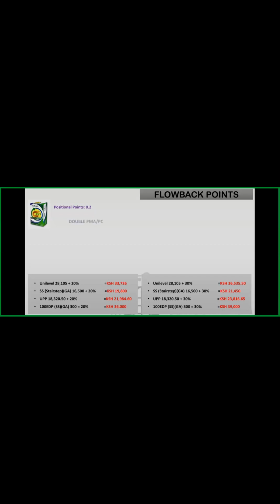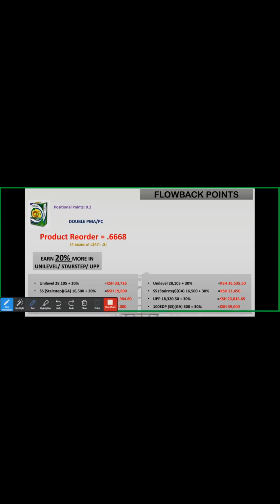And then you have flowback points. Now flowback points is this. If you are getting started in the system, in the business, once you knock 10 points, you become a silver executive prime. All silver executive primes, their PMA is 0.3334 points. This one is now what we call single PMA or single maintenance. Are you together? Now, this single maintenance, you will only be getting your percentages.